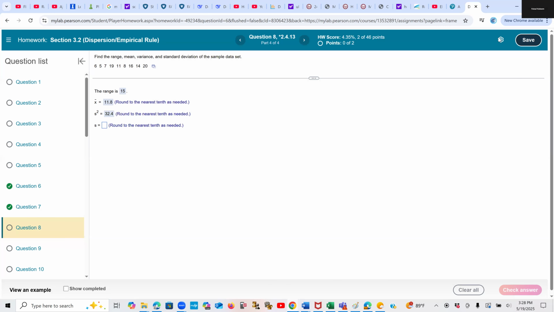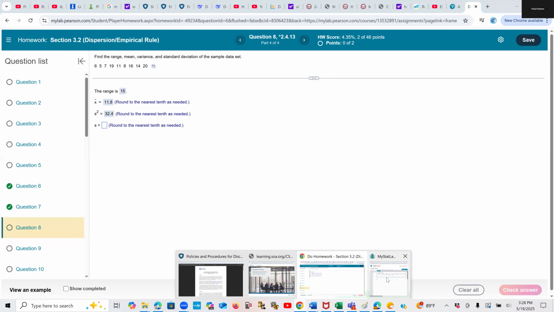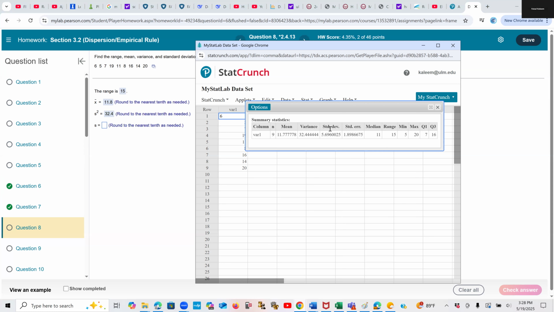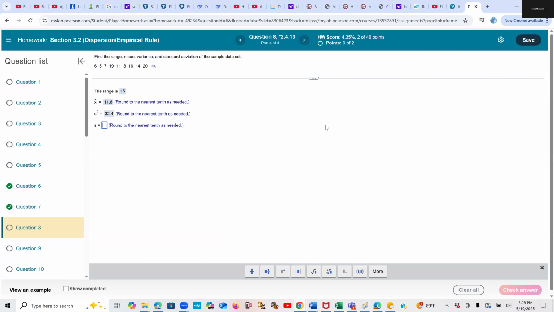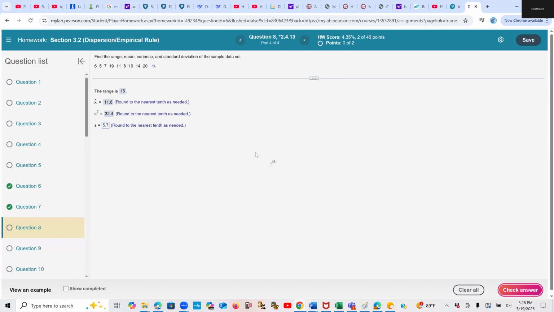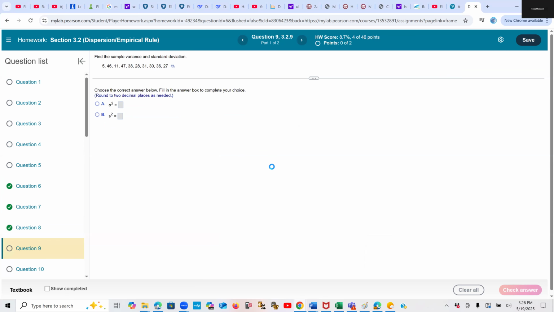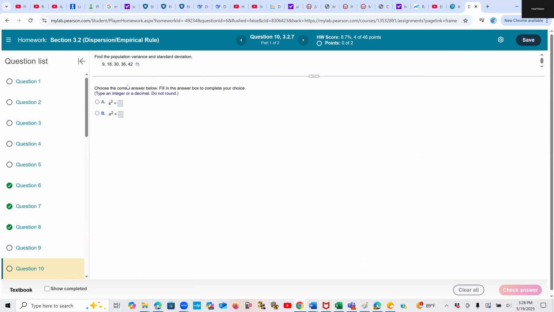And S is for sample standard deviation. Once again, sample standard deviation is just called standard deviation by Statcrunch. So to the nearest 10th, it would be 5.7. Well, this is similar, sample variance and standard deviation. We can skip it. And now they ask for population variance and standard deviation.